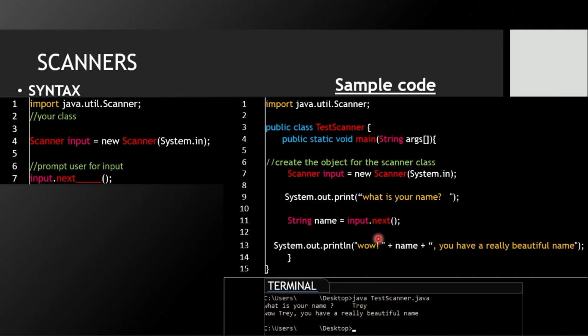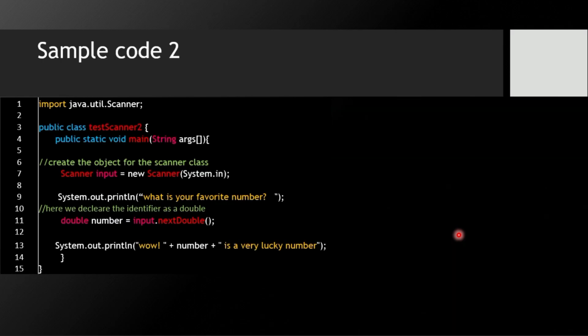Whatever we put in as a String, or whatever we declare as input there, it will be output in the println method. So we have wow, and then we have Trey, and then you have a really beautiful name. As you can see, that's how scanners work, and you can play around with this. They're really cool. So like I said before, Strings are basically wildcards.